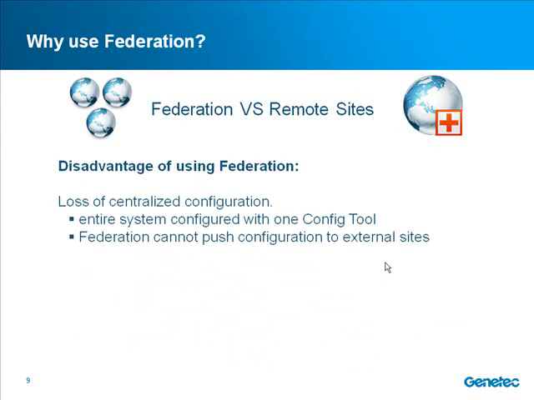Now, if we look at the disadvantage side, the only real drawback of using federation is that you're losing the centralized configuration setup. So if you're using remote sites, you're only using one config tool to configure the entire system, since there's only one directory service running. With federation, you'll have to use a separate config tool on each independent system to make any configuration changes, since federation cannot push any configuration changes to a system that has been federated.